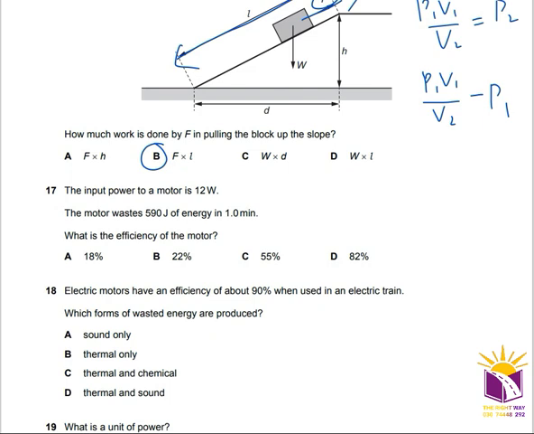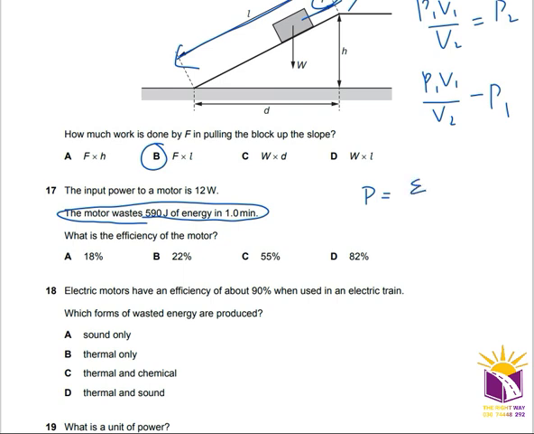The input power of a motor is 12 watt. The motor wastes 590 joules of energy in 1 minute. What is the efficiency of the motor? So first of all, I am going to find the power wasted by our motor. So power is equal to work or energy divided by time.